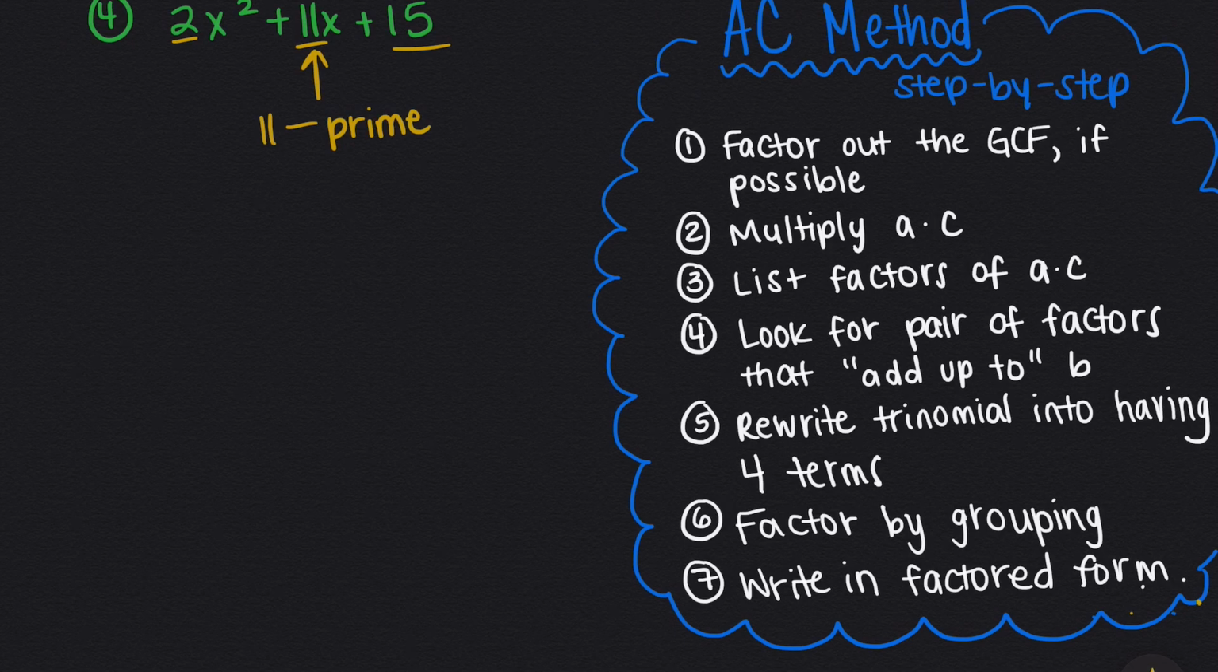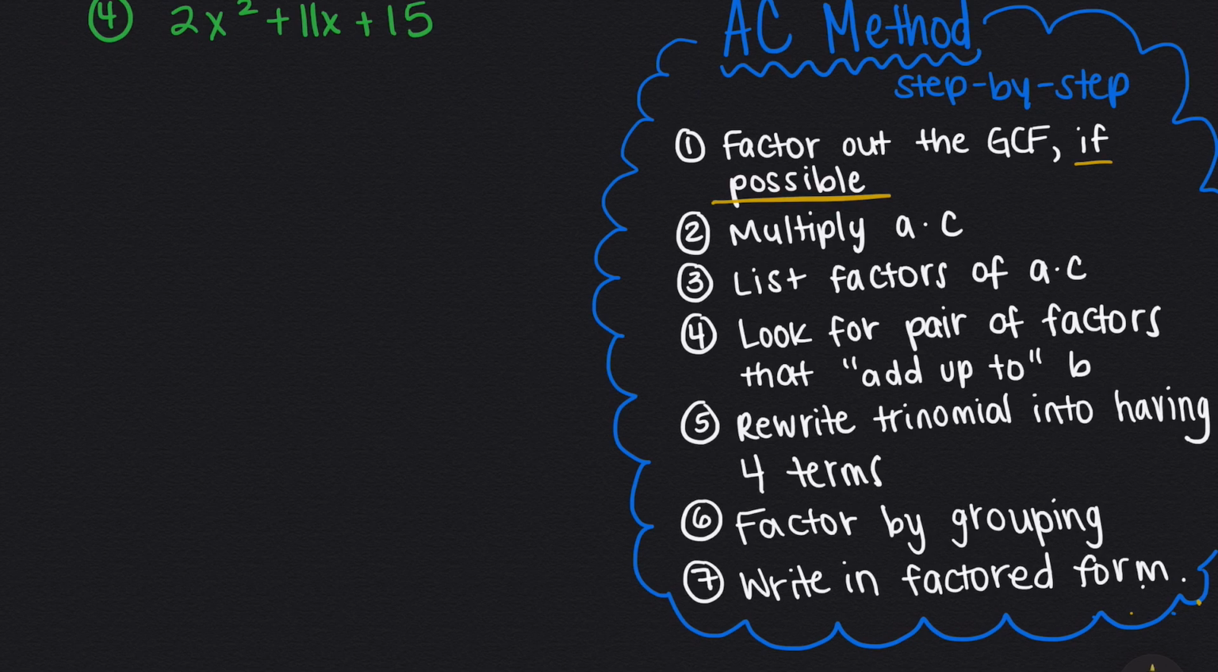So 11 is prime, and that lets you know that there are no common factors between 2, 11, and 15. That's why if we look at our step-by-step, it says factor out the greatest common factor if possible, because sometimes it's not possible. So we'll use the AC method to factor this expression as it is. And remember, we use the AC method when our A, the leading coefficient, is not equal to 1, which it isn't in this case because we see that it is equal to 2.